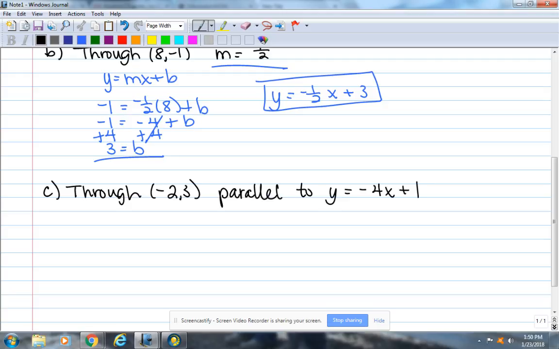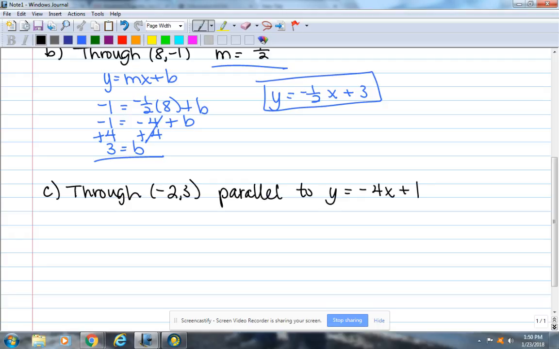Now, what did we say yesterday about parallel lines? They had the same slope and they never intersect, right? But the information we really need right now is that they have the same slope. What's the slope of this second line over here?